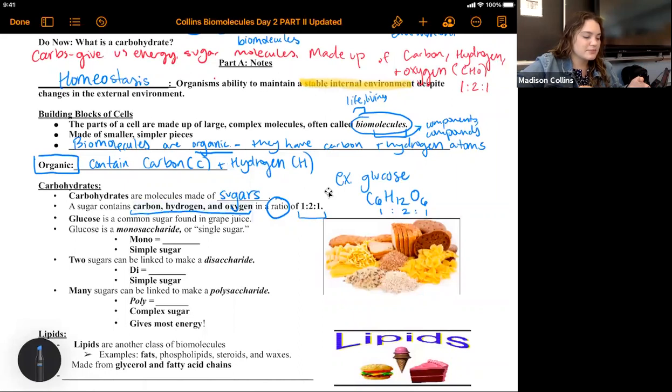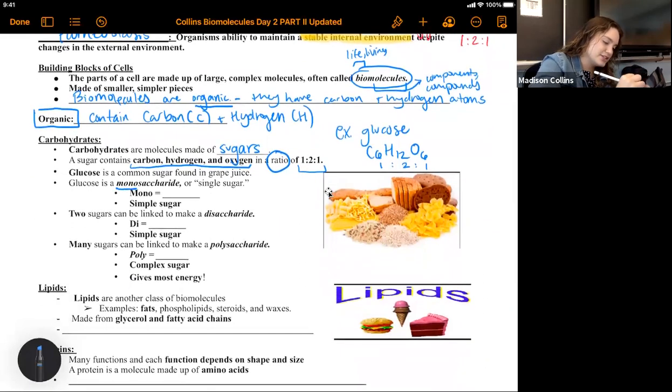So glucose is a monosaccharide or a simple sugar. And I told you this yesterday, but mono, the prefix, actually means 1. So this really just means 1 sugar molecule. So if we were to draw this as a picture, we would just have 1 sugar molecule. So glucose is a really small sugar.